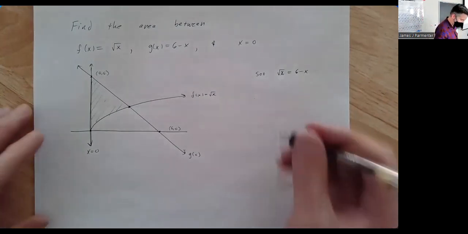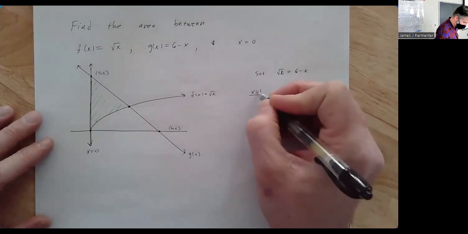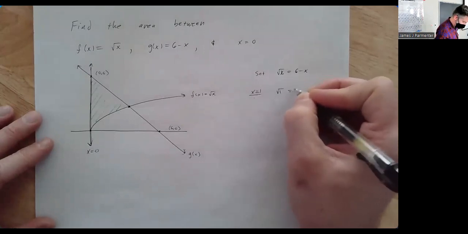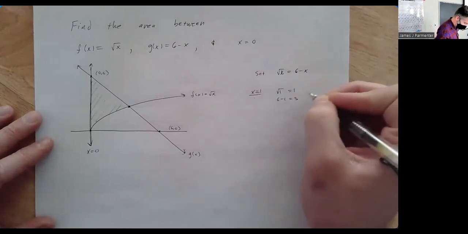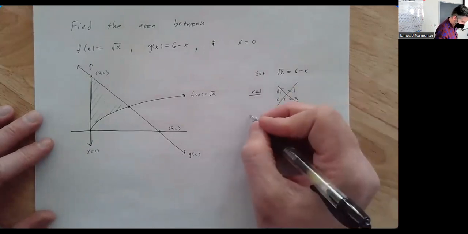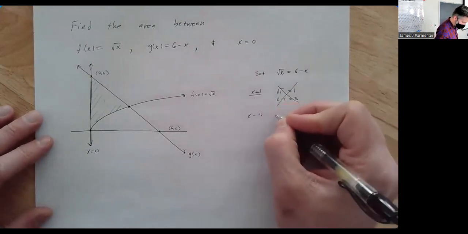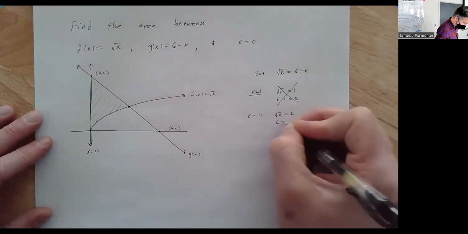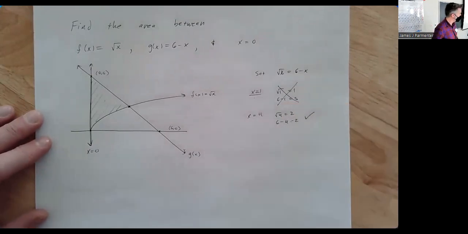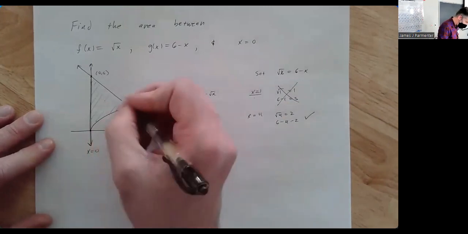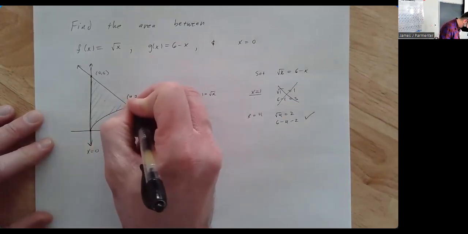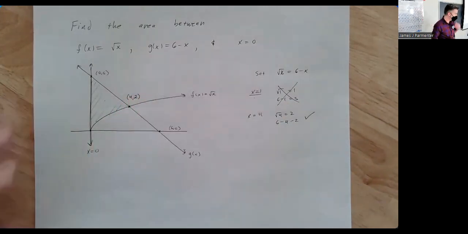So I might try x equal to 1. The square root of 1 is 1. 6 minus 1 is 5. That doesn't work. I might try the next square number, which is 4. Square root of 4 is 2. 6 minus 4 is 2. Oh, that works. That's the point where x is 4 and y is 2. So a lot of times if you see a function that doesn't evaluate nicely in a lot of places, it's often a good thing to just guess the nice values for that function.